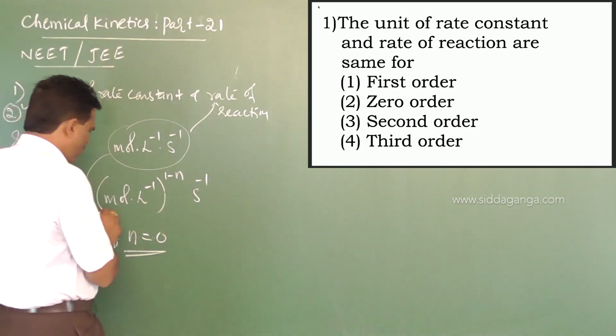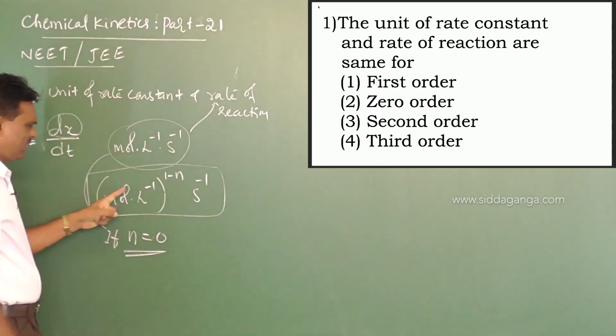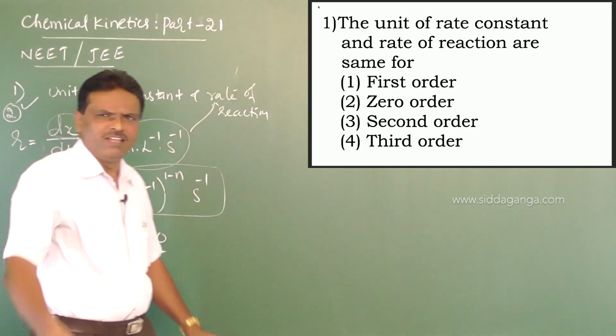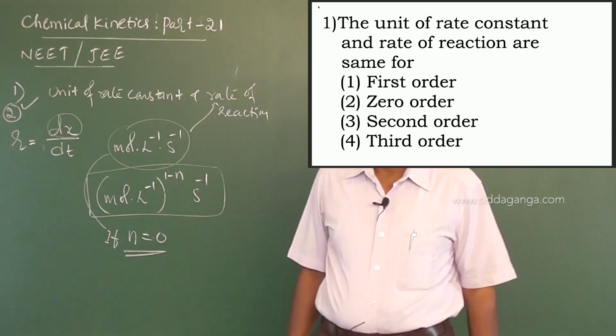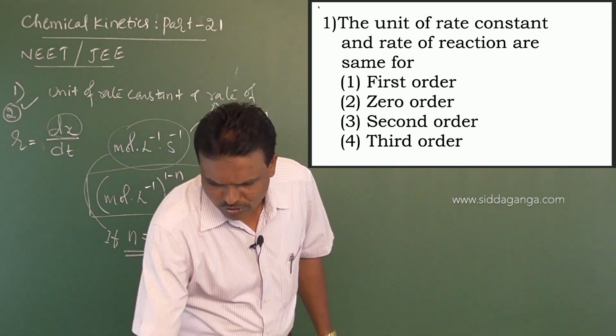So this is very very important. This is the unit of K in nth order reaction. If you remember this, you can make any choice. Is it clear? Done. Second question.